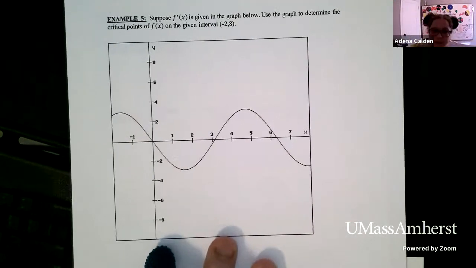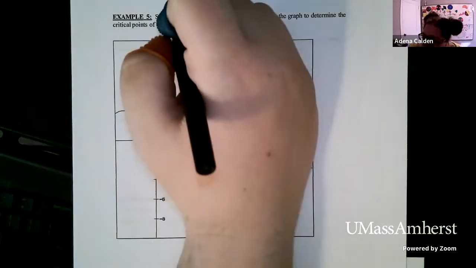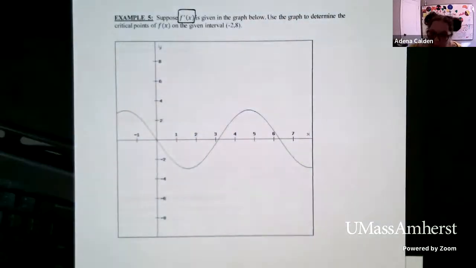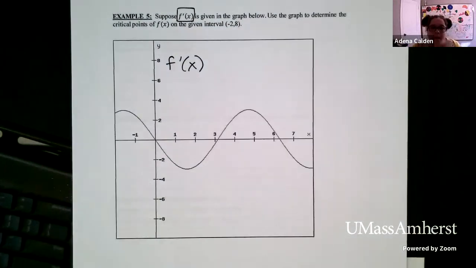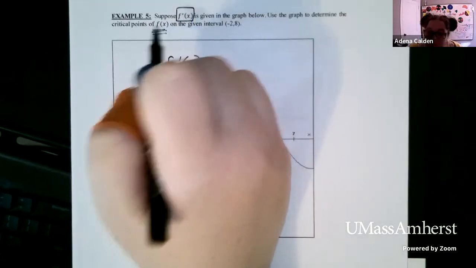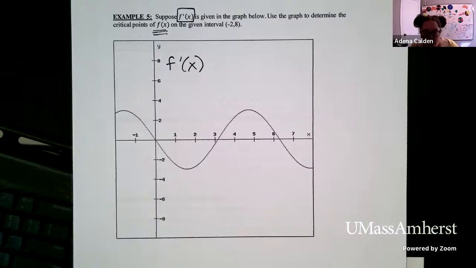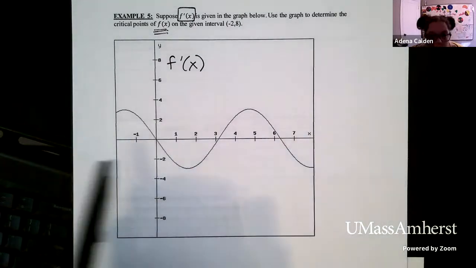So let's take a look at this one here. So suppose f prime of x is given in the graph below. So again, this is the derivative graph. Notice that that's what they tell you here. Okay. Use the graph to determine critical points of f of x. So we're looking for critical points of the original function, and we are given information about the derivative on the interval -2 to 8. So just what you see.